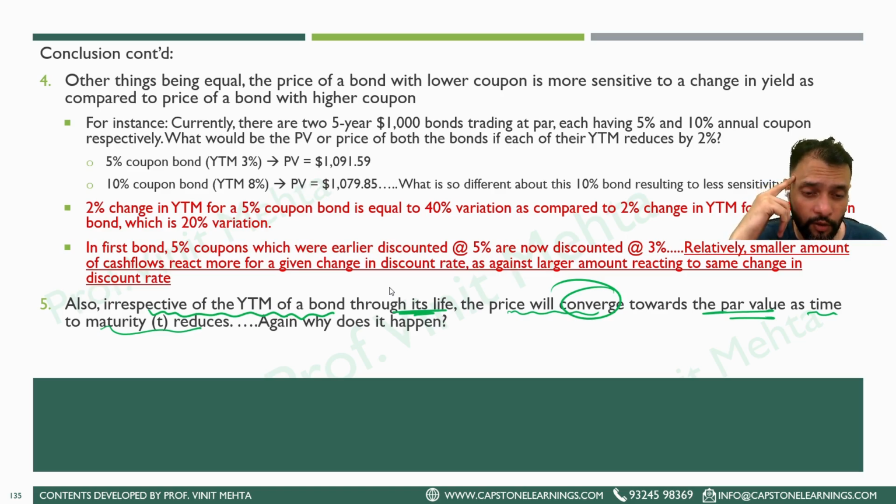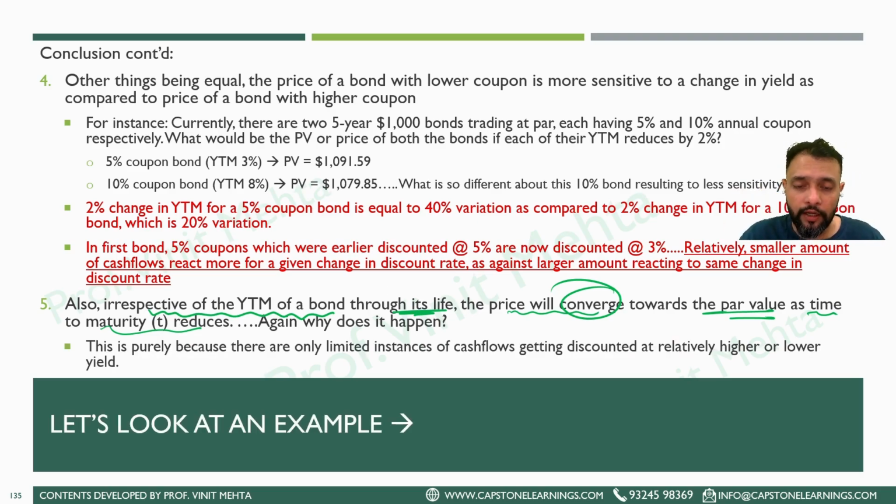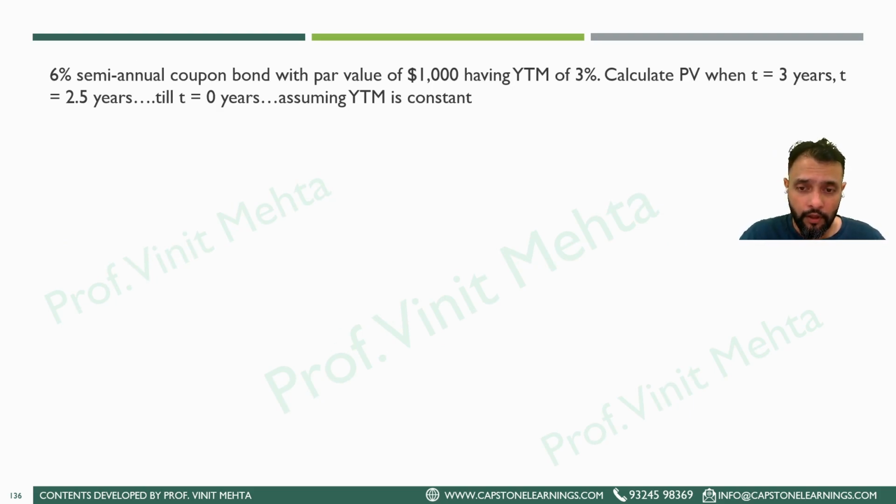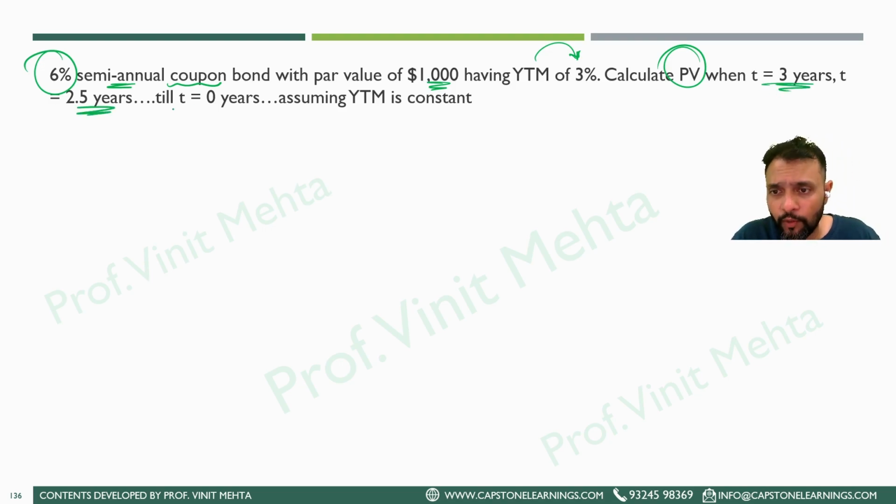Others, does that make sense to you? You are spot on correct. Yes, let's look at and prove it through an example. Here is a bond which has a 6% semi-annual coupon. The par value is $1,000 and the YTM is 3%. For the sake of practice as well, why don't you calculate the present value of the bond when the time to maturity is 3 years remaining, 2.5 years remaining, 2 years remaining, 1.5, etc.